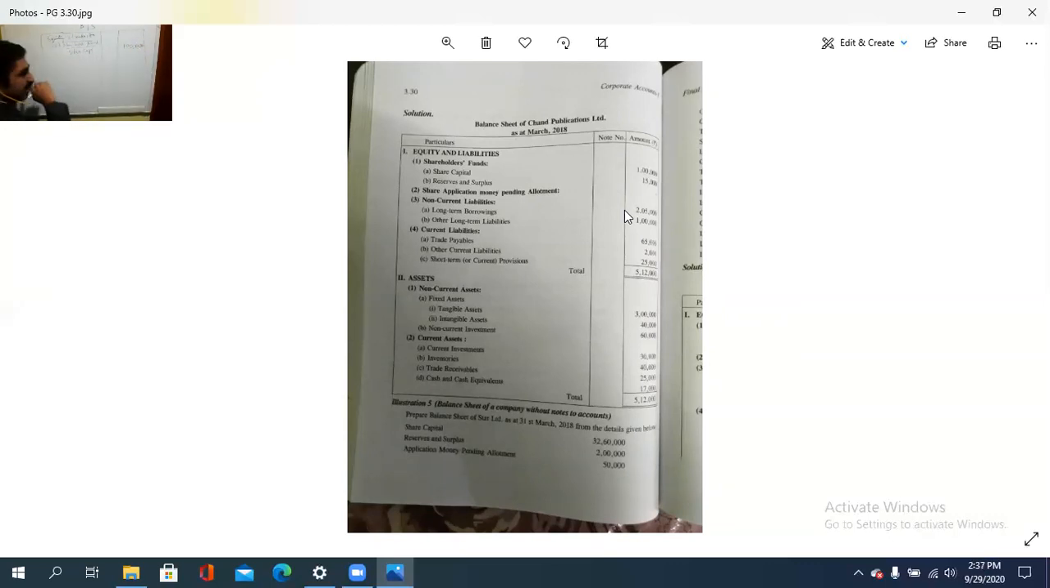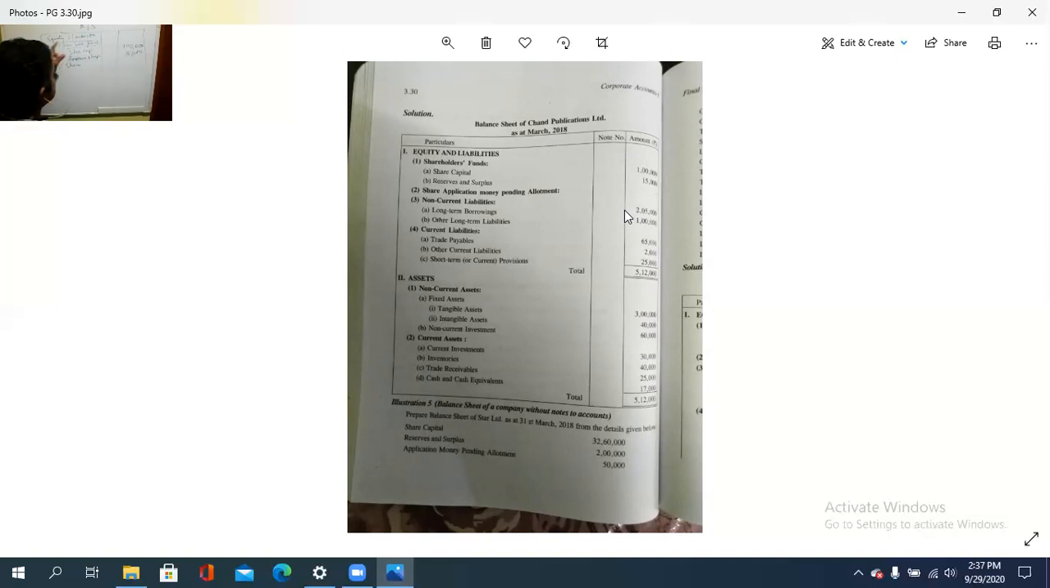Then share capital is 1 lakh. Then reserves and surplus, how much is it? 15,000. Okay. Then the second item, what is that? Share application money pending allotment. If there is no item, then also you put that heading. Otherwise, marks will not be given.